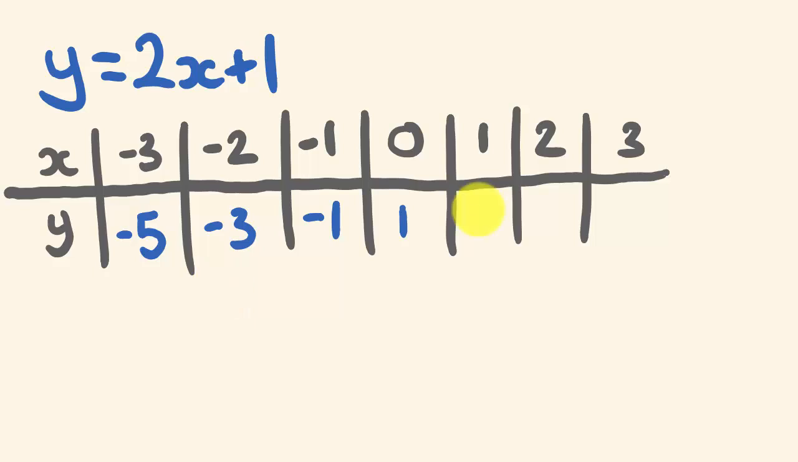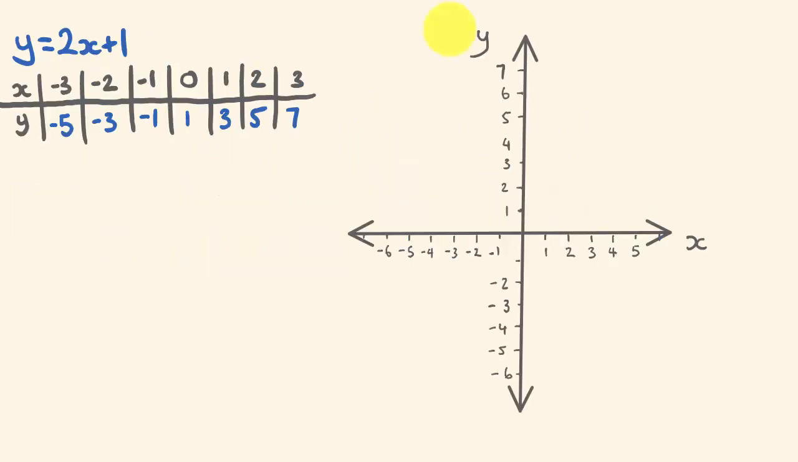So the next one you can probably guess will be a 3. This one here will be a 5. And that one there will be a 7. And you can check those out. You can substitute the x values into the equation if you want to check that out.